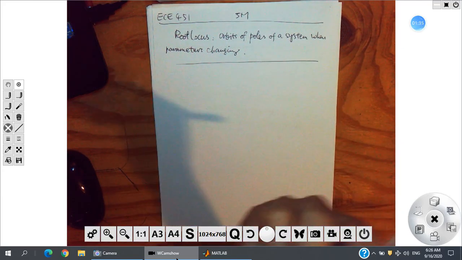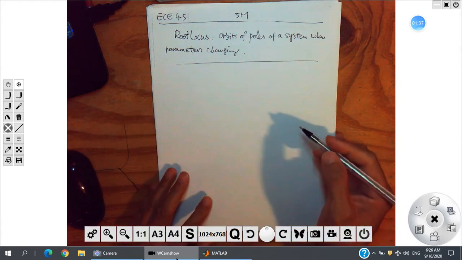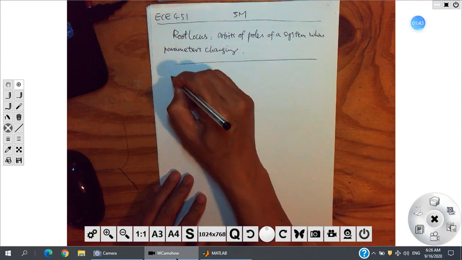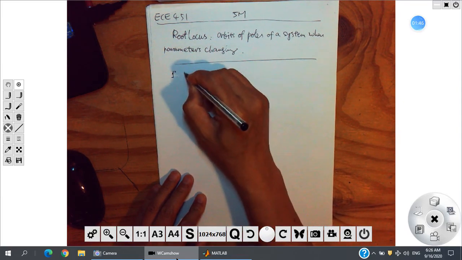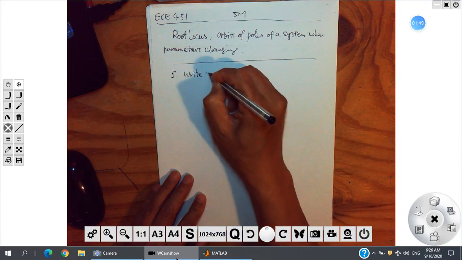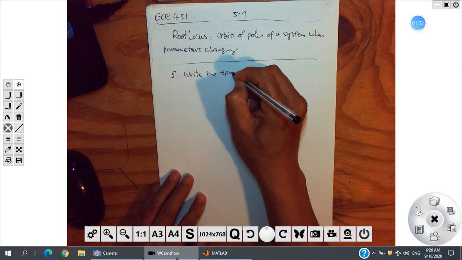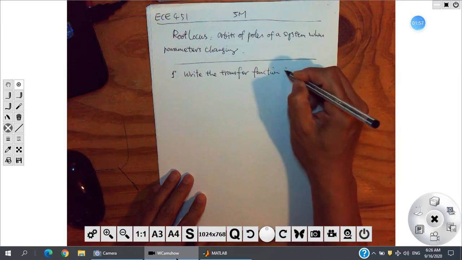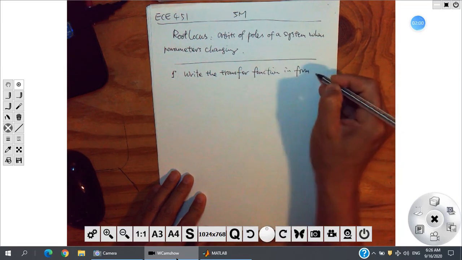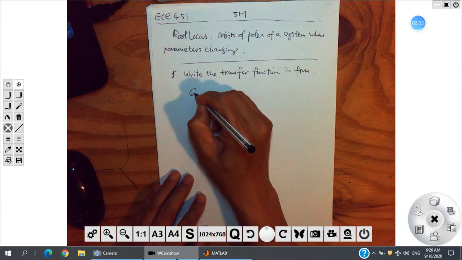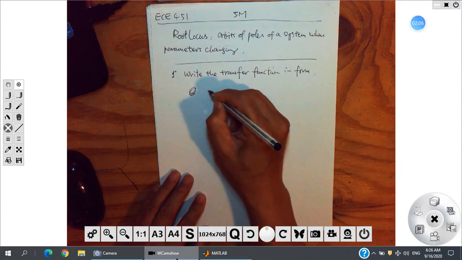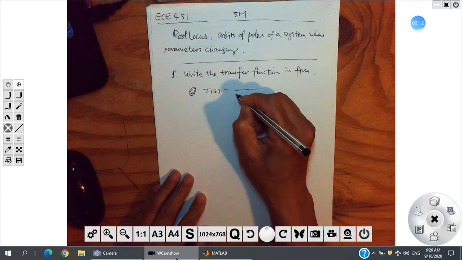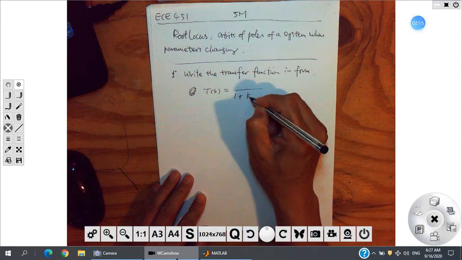Firstly, for simplicity, we want the system to have a uniform form, right? So the first thing, write the transfer function in this form. It is T of S, G of S. T of S, the transfer function of the whole system, equals G of S over 1 plus K G of S.